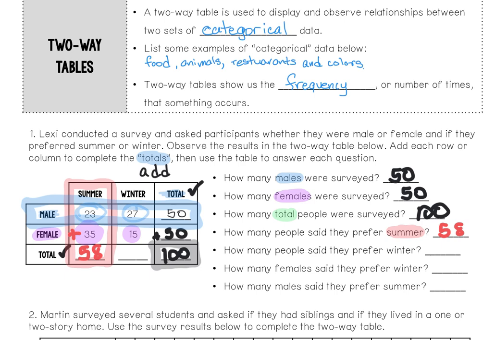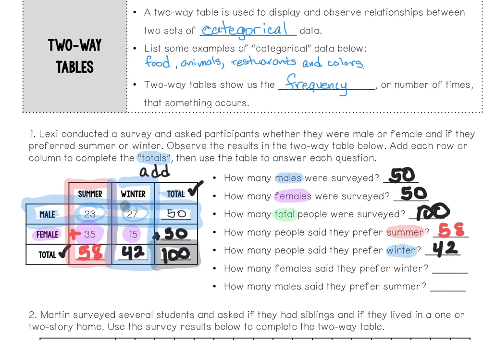Now we're asking about how many people preferred winter. You guys are hopefully getting the hang of it. Okay, how many people preferred winter? So now we're looking at this column here. All right, 27 plus 15. We're going to carry the 1. Oops, wrong pen again. 42.